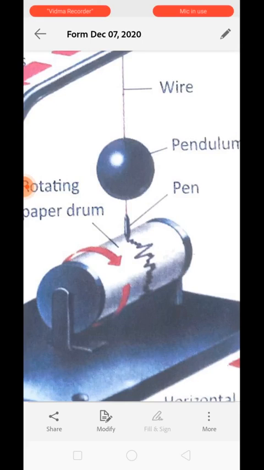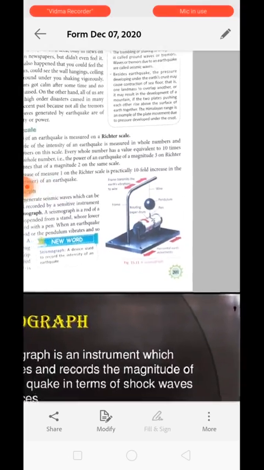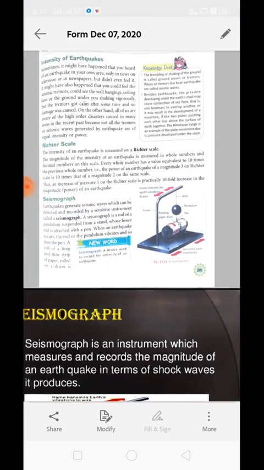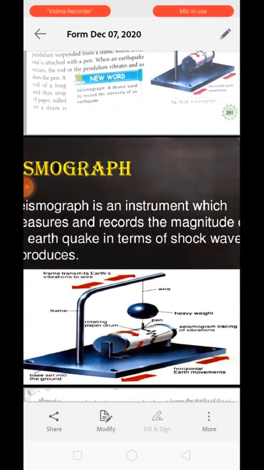Now class, we have been talking about earthquakes, about the Richter scale, about the seismograph. So I am going to finish it over here for today's video. In the next video we will study protection against earthquakes.